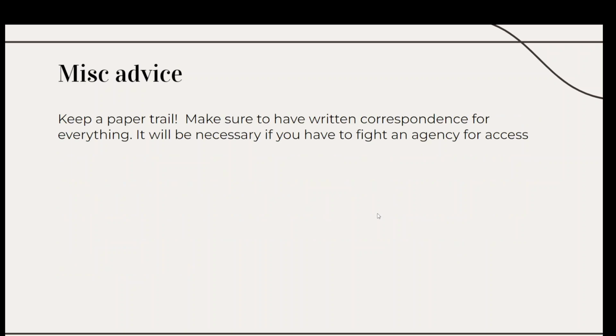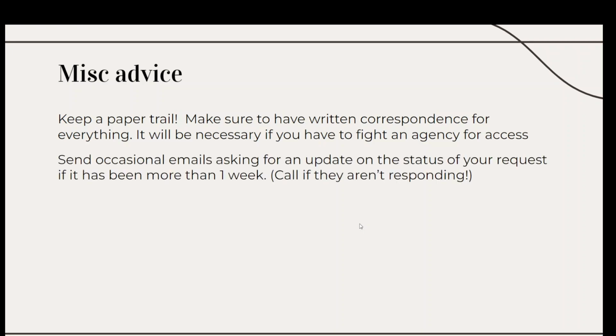A couple things: paper trail. Have it all written down. If you have to fight an agency, you're going to need it in writing. And by fight, I mean anything. It doesn't necessarily mean going to court, but you will need it in writing. Check in with the agency, ask for an update every week, every other week maybe, depending on how long you think it'll take them. Get on the phone and call them if they aren't responding.